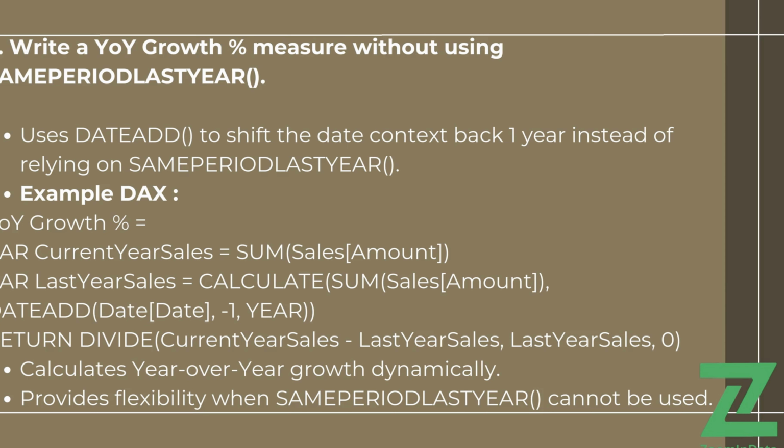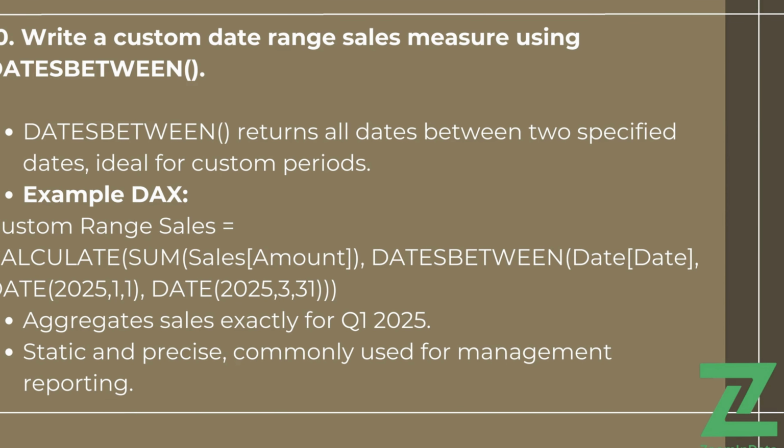Finally, subtract last year's sales from the current year's sales, and divide the difference by last year's sales. This returns the year-over-year growth percentage. This method is useful when the same period last year function cannot be used or when more flexibility is needed in the calculation. Write a custom date range sales measure using the dates between function.